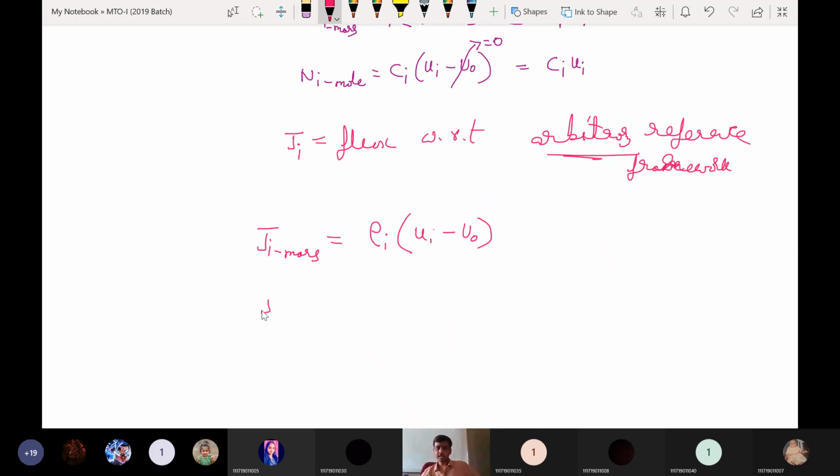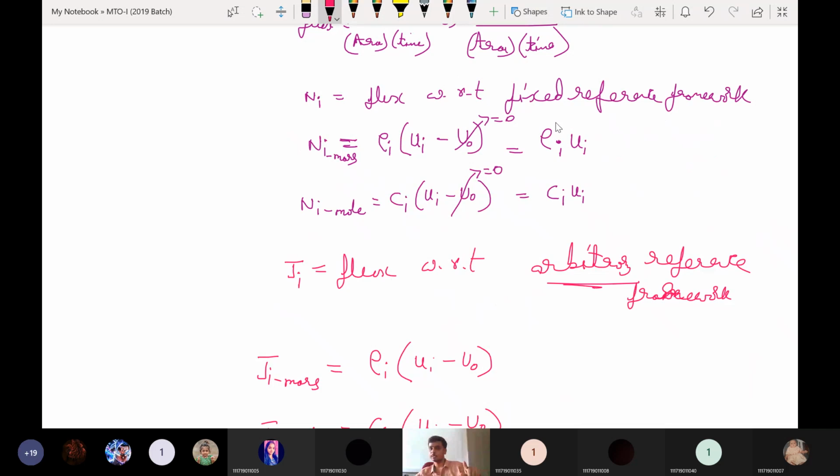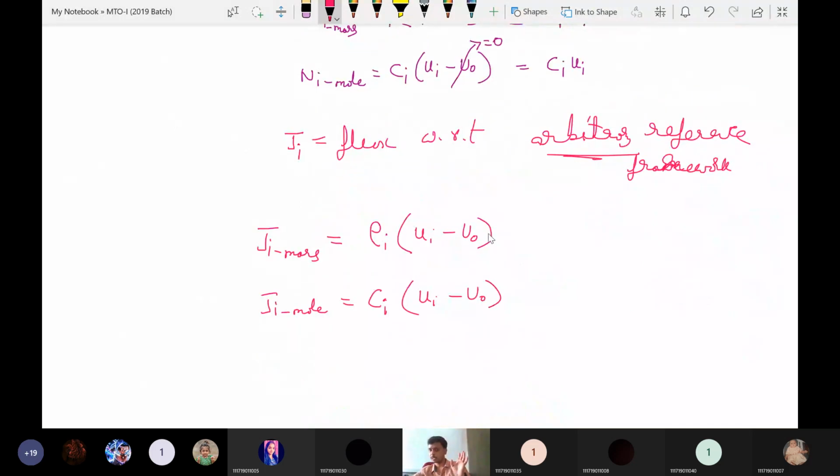Then Ji mole, the molar flux, is nothing but the molar concentration Ci into ui minus u naught. Under these conditions, u naught is not 0 and ui is not 0. Whereas in the fixed coordinate system, u naught is 0 and it simply reduces to the product of mass concentration into velocity or molar concentration into velocity. But it will have some definite value, and we will see that value.